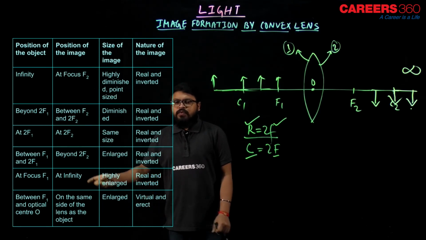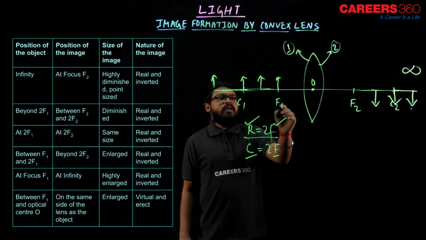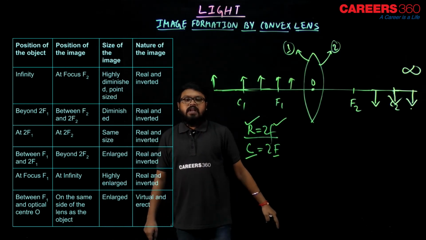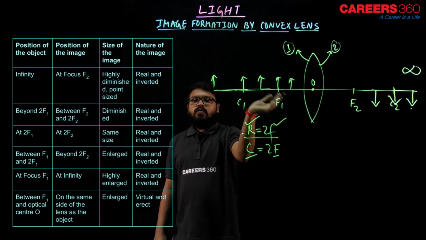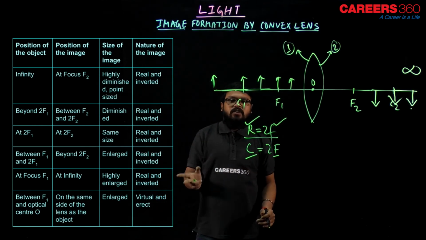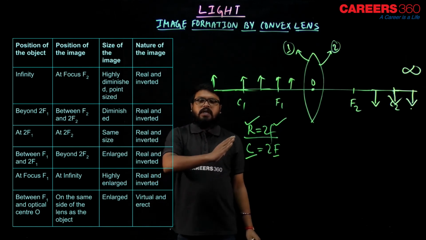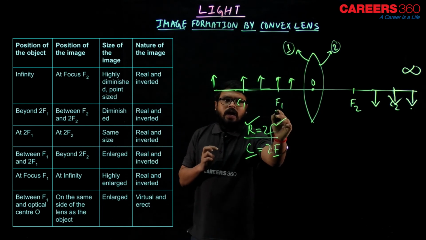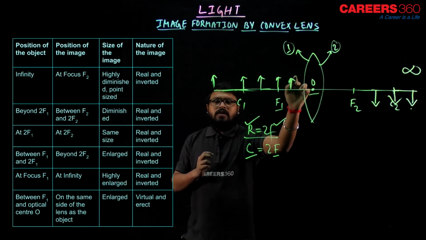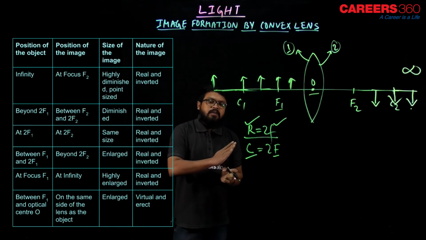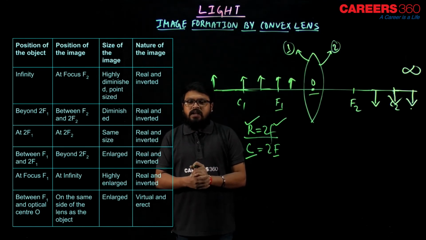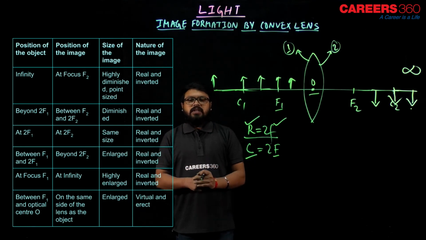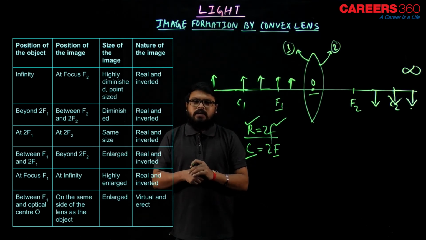And the last one, between f1 and o, that is optical center, on the same side of the lens. A virtual image would be formed on the left hand side of the lens, because the object is also on the left hand side. If the object is placed between f1 and the optical center, then the image is also formed on the same side, the size of the image would be enlarged, and the nature of the image would be virtual and erect, correct.